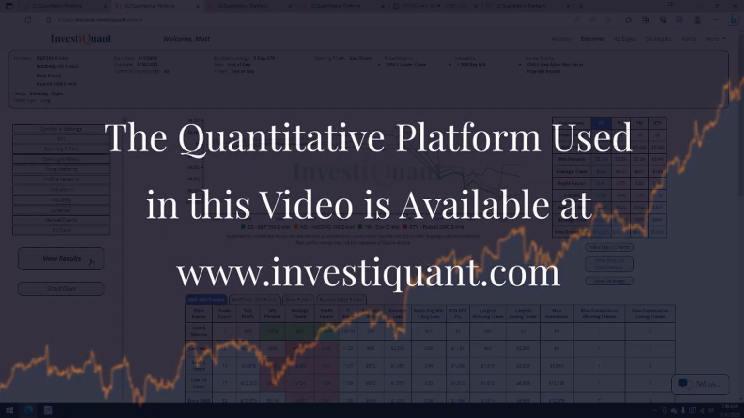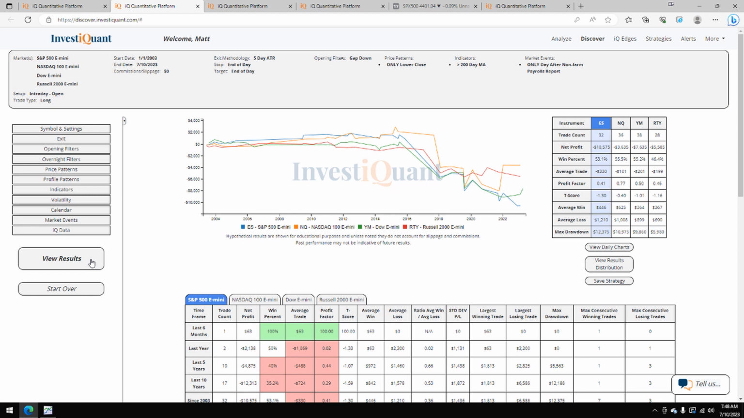All right, here we go. These are the results based upon entering the markets long at 9:30 a.m. Eastern Time, exiting at 4:15 p.m. Eastern Time when you gap down on the day following the NFP report, when the NFP report day closes lower on the session but above a 200-day simple moving average.